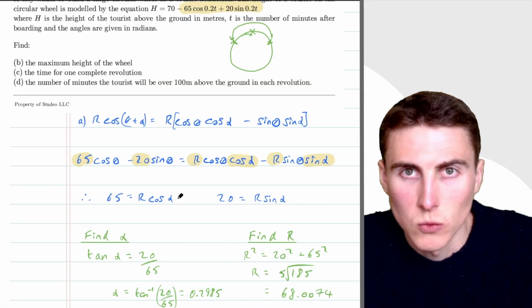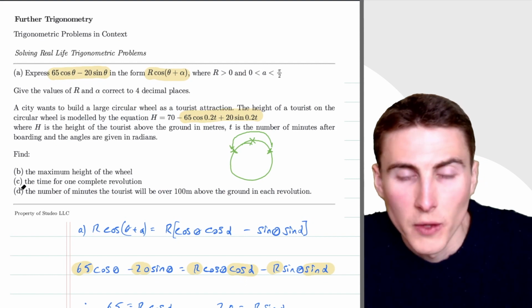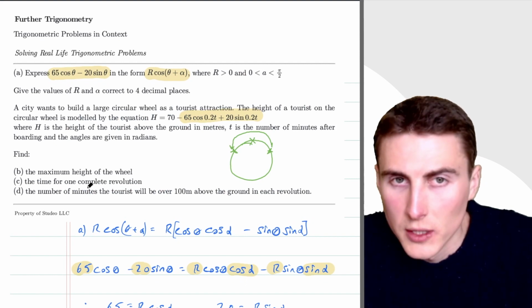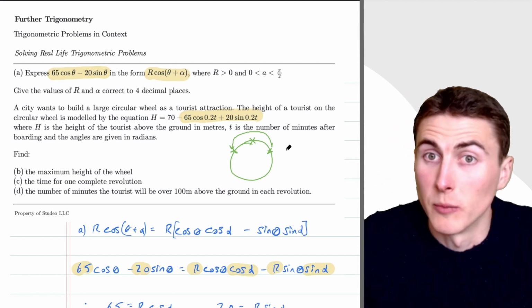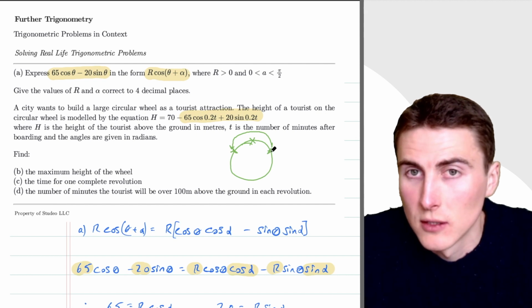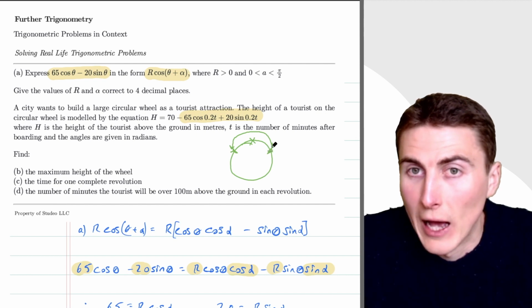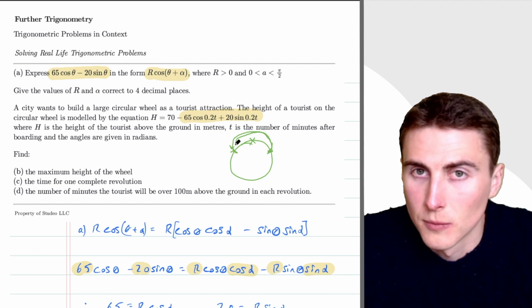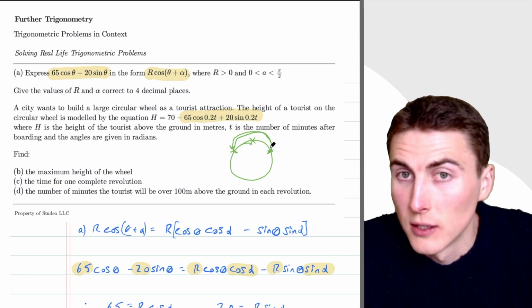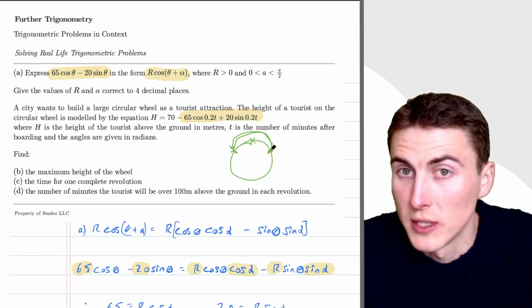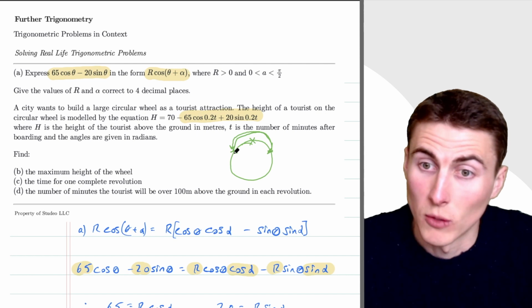Nice. So last one then, if you scroll all the way back up, we now need to find the number of minutes the tourist will be over 100 meters above the ground in each revolution. So like we were saying at the beginning, the time that he spends, once he's hit 100 meters, how long does he spend above 100 meters, like this whole bit, before he drops below it again? So really, we need to find this time, where he gets to 100 meters, and this time, when he drops below 100 meters.